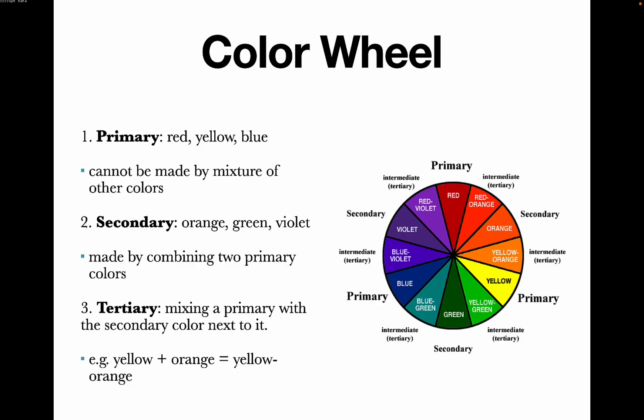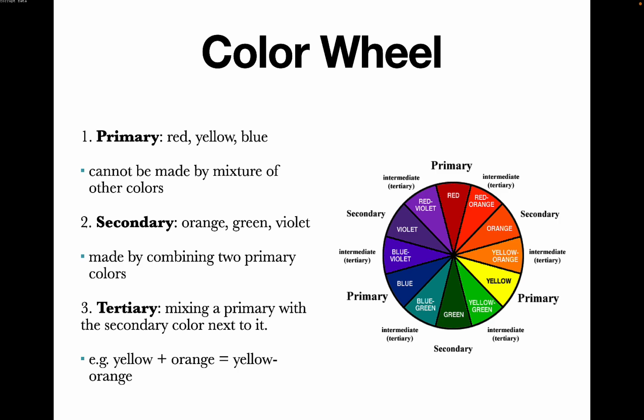Then the secondary colors, and this is when we're talking about mixing paint. The secondary colors are orange, green, and violet, or purple. And these colors are made by combining two primary colors, right? Blue and yellow make green, red and blue make violet and purple. Then the tertiary colors, also in this chart called intermediate colors, are made by mixing a primary color with the secondary color next to it. So you can see yellow and orange make yellow-orange. Just think about how that works and how that's going to help you mix your paints.